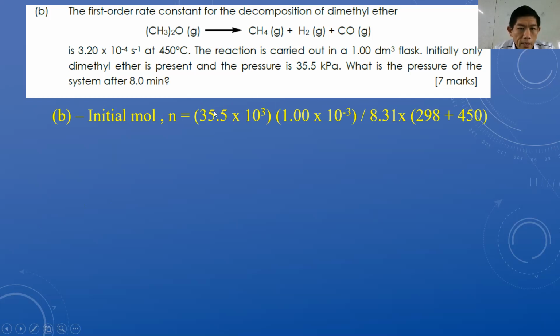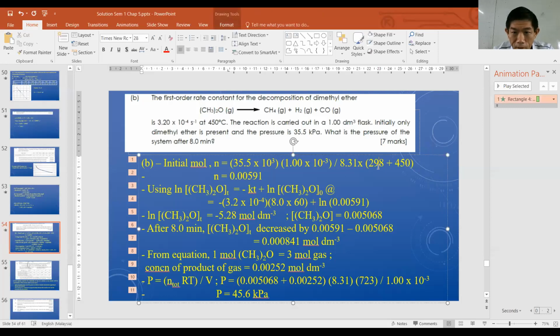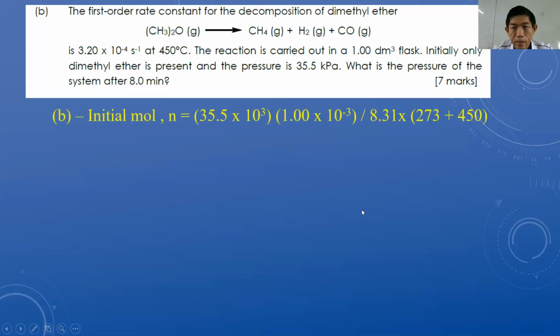So P is 35.5 times 10 power of 3. Your volume must be in meter cube, so 1.00 times 10 power of negative 3, divided by 8.31 times the temperature. 298 degree Kelvin, 450. So this is 273, sorry for that. 273 supposedly, sorry, typing error. We'll correct it.